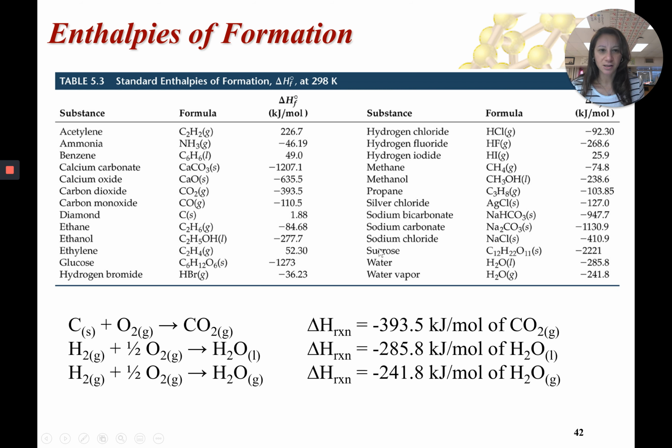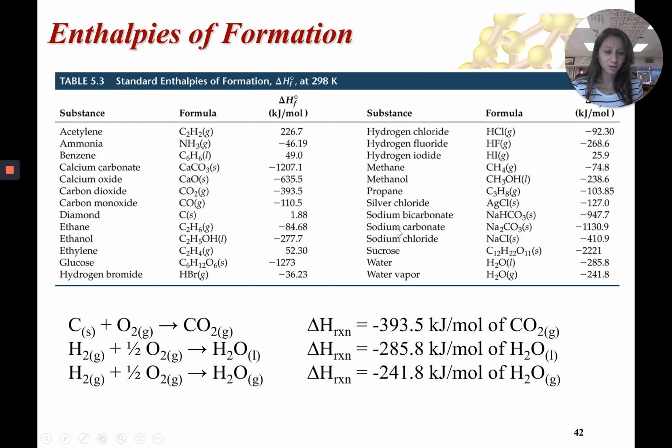Let's look at carbon dioxide. CO2 is negative 393.5 kilojoules per mole. What does that mean? It means if you were to form 1 mole of carbon dioxide from its elements in their natural state, that's the heat that's transferred. What elements make that up? Carbon in its natural state is solid, and oxygen in its natural state is a diatomic gas. So carbon plus O2 would yield CO2. The delta H for this formation reaction is negative 393.5.